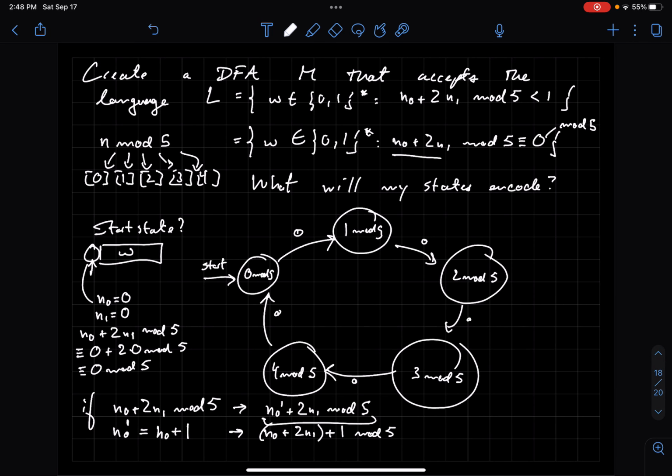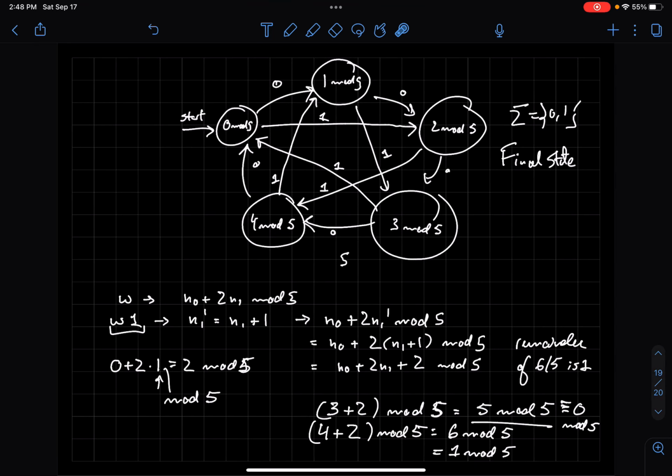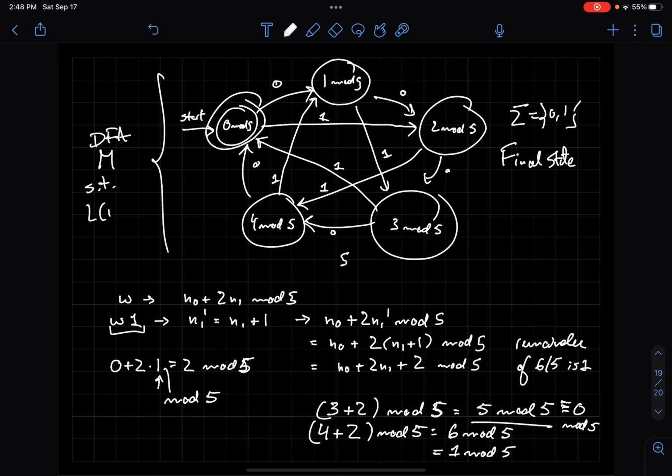So all that's left to do is the final state. The final state is easy. Once I've done all this work, all I care about is whether this quantity mod 5 is 0. And so the final state that I'll pick is this one. So this is the final state, and this machine, the DFA M, is such that the language accepted by M is L. And I'm happy. Great. So this concludes the exercise solution for this question.